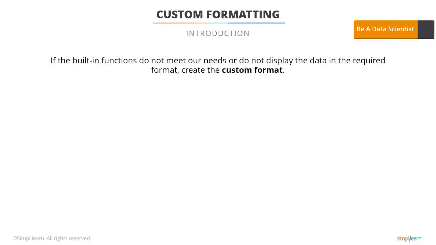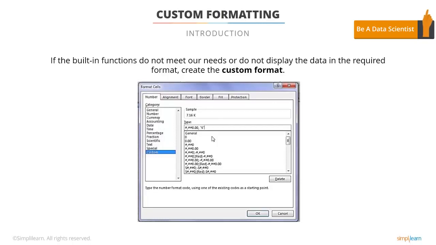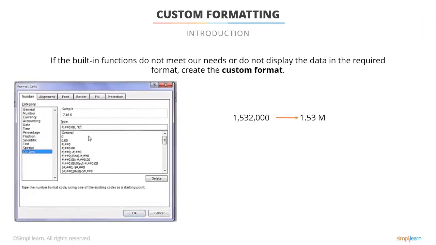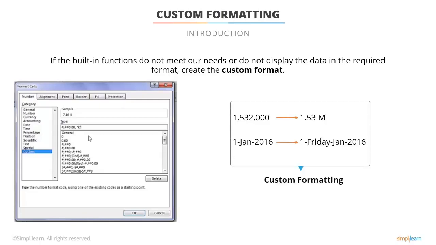If these built-in functions do not meet our needs or do not display the data in the format that we require, we can create our own custom format. In this topic, we will focus on custom formatting in Excel. Let's say we want to display 1,532,000 as 1.53 M, or the 1st of January 2016 date, with a weekday, as Friday, 1st January 2016. Here we can use the custom formatting feature of Excel. Let's see how we can accomplish this in Excel.